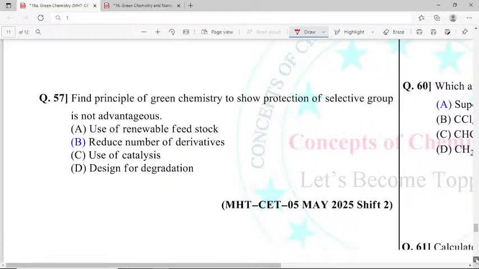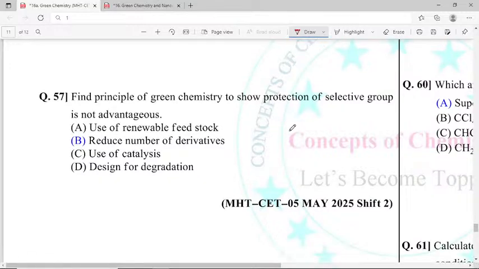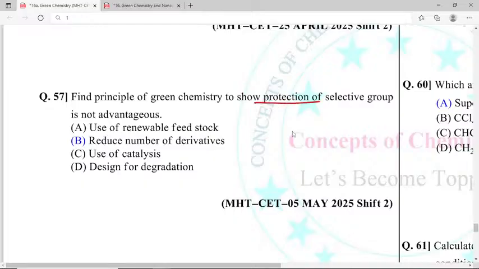Next question: find the principle of green chemistry which shows that protection of the selective group is not advantageous. Use of renewable feedstock? No. Reduce number of derivatives? Yes, it is correct. Use of catalyst? No. Design for degradation? No.